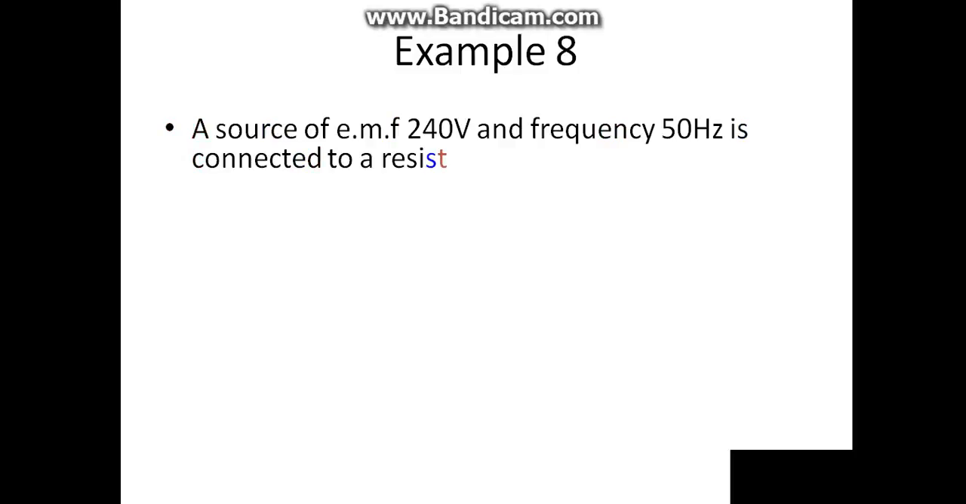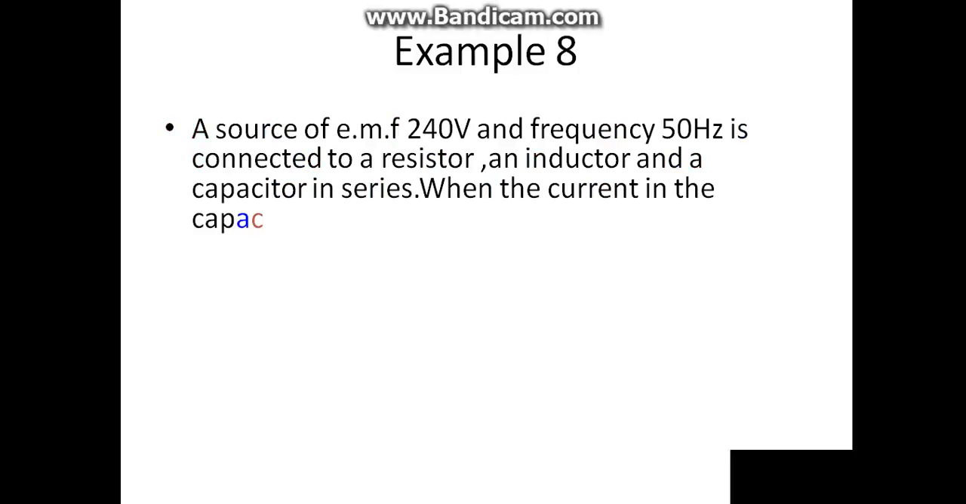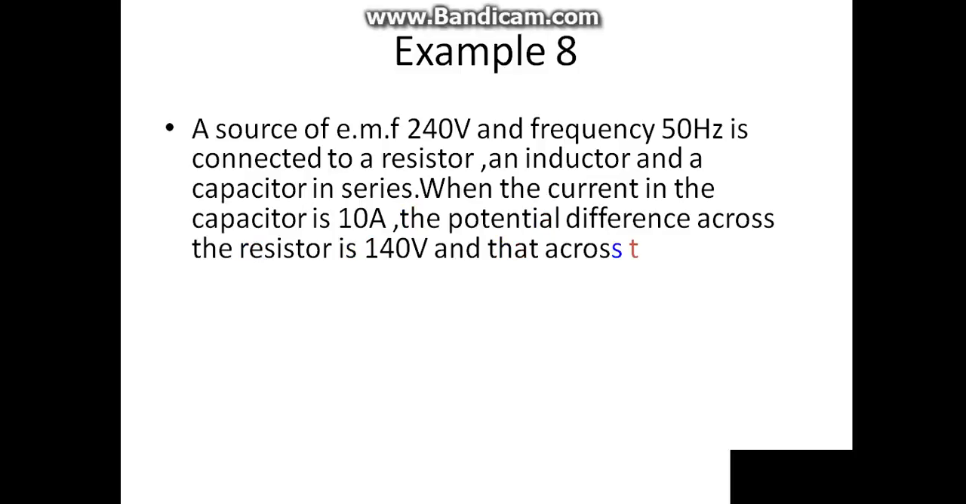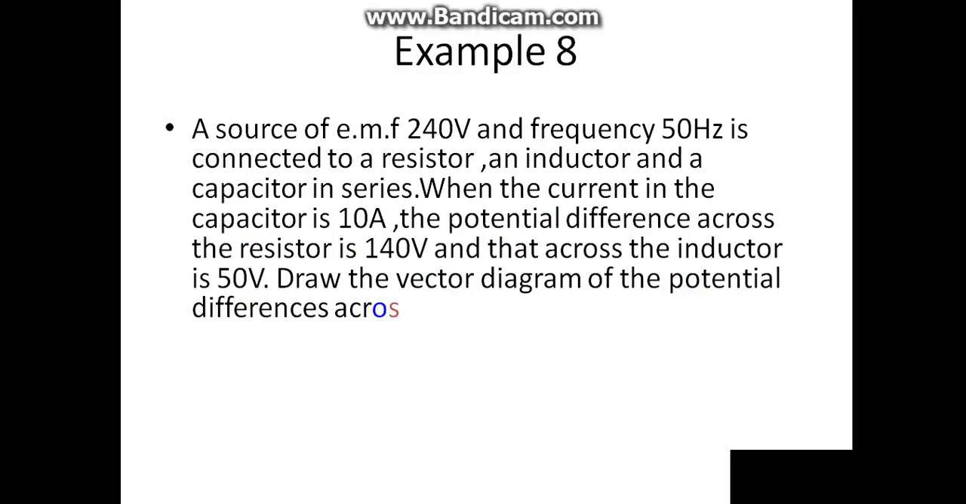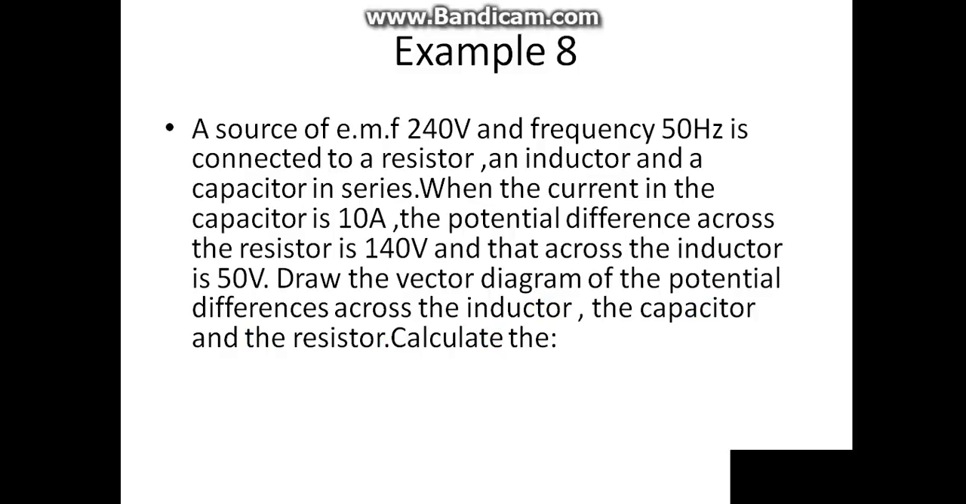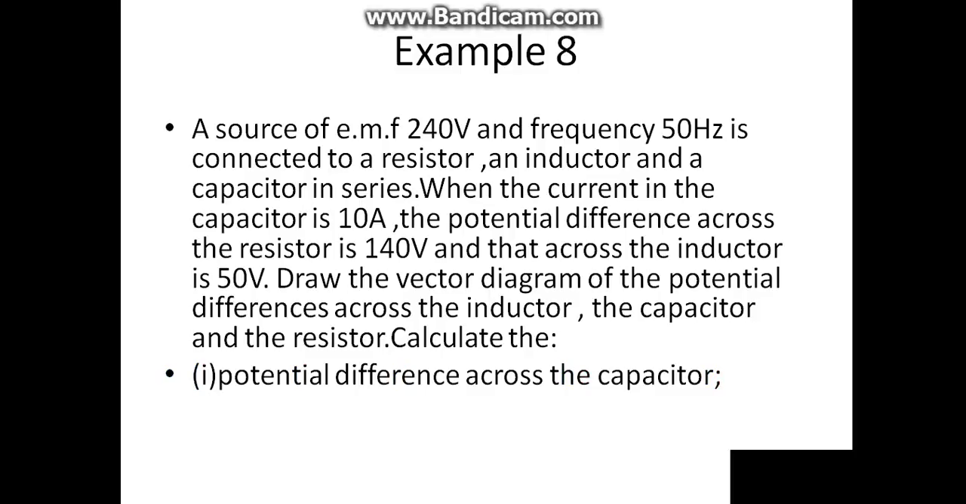Example 8. A source of EMF 240 volts and frequency 50 Hz is connected to a resistor, an inductor, and a capacitor in series. When the current in the circuit is 10 amps, the potential difference across the resistor is 140 volts and across the inductor is 50 volts. Draw the vector diagram of the potential differences across the inductor, the capacitor, and the resistor. Calculate (I) the potential difference across the capacitor, (II) the capacitance of the capacitor, (III) the inductance of the inductor.